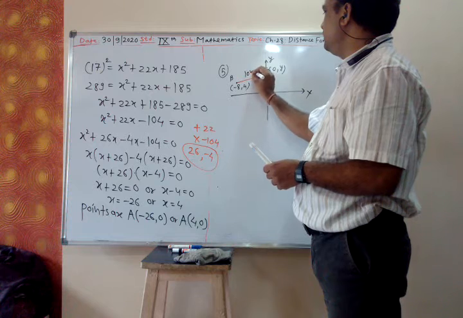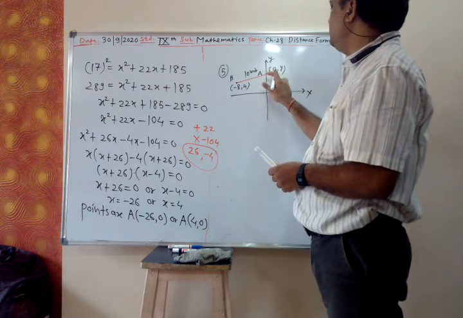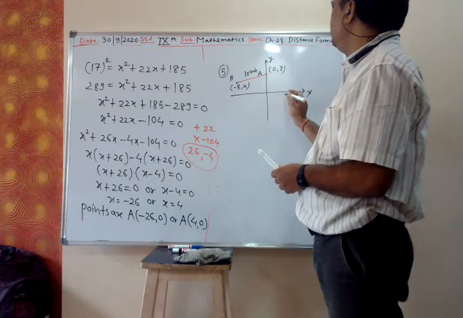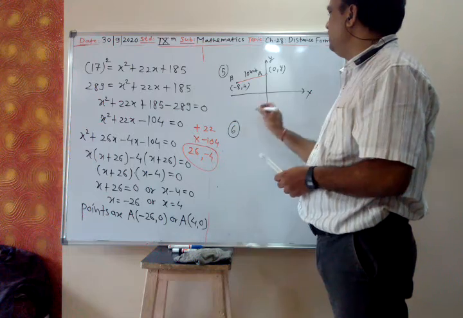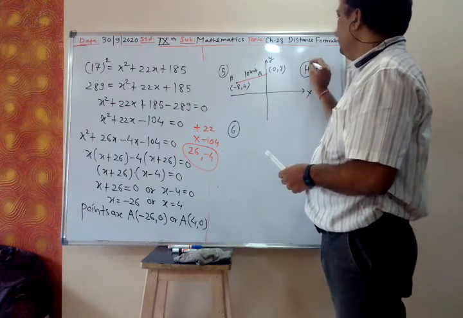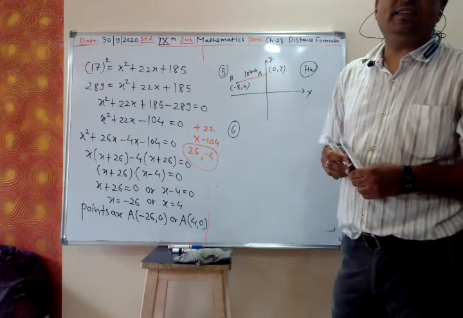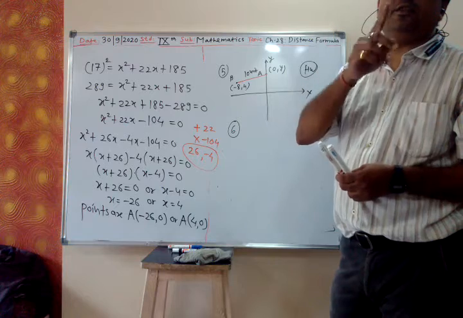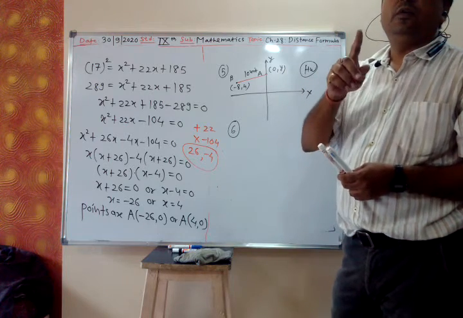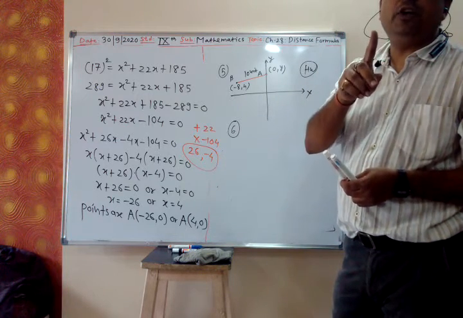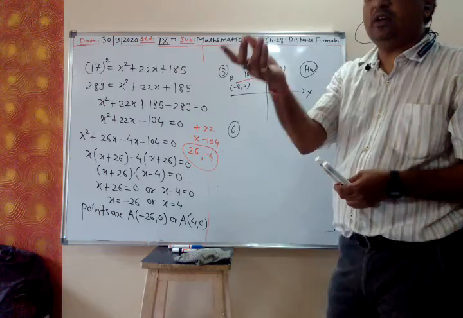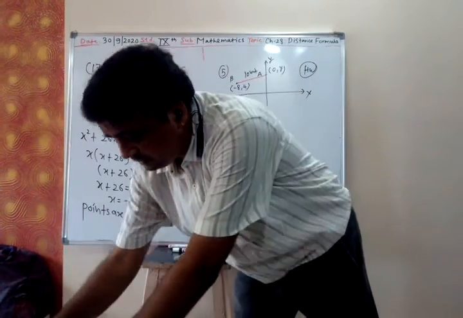10 unit is the distance. So you can take this as x1 y1, x2 y2. Now further part will be homework. Whenever you are taking a point on y-axis, its x coordinate must be 0. Whenever you are taking a point on x-axis, its y coordinate should be 0. So this you have to remember.